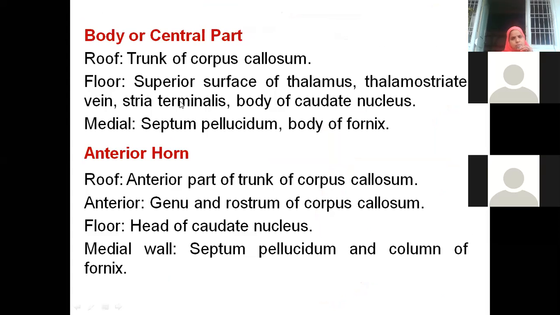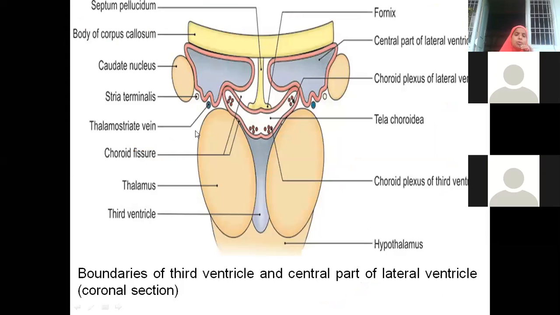Roof: corpus callosum. Floor: superior surface of thalamus, thalamostriate vein, stria terminalis, and body of caudate nucleus. Medially: septum pellucidum and body of fornix. Now coming to the anterior part. For everything, you should practice this diagram for the central part of the lateral ventricle.